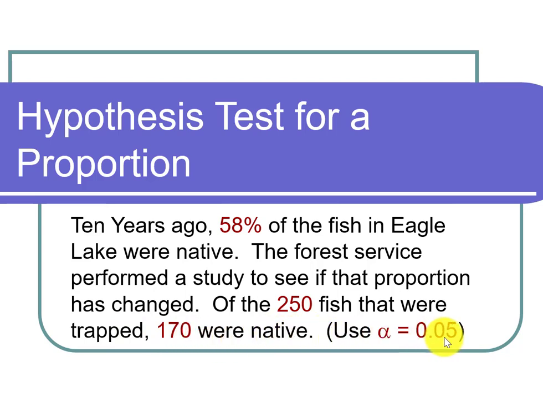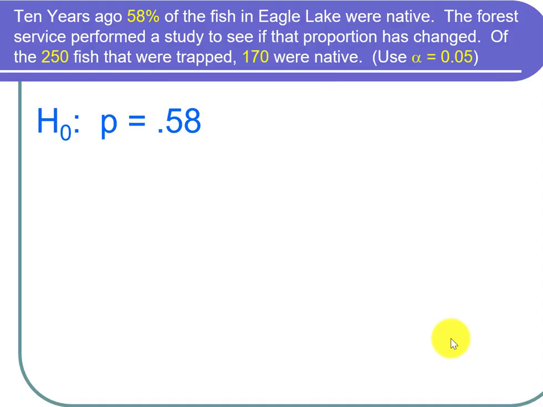Use alpha equals 0.05. So the first thing we do is write down our null hypothesis. What they found is 10 years ago, 58% were native. So the null hypothesis is it's still 58%. Or in other words, H naught: P, this is a proportion because we look at a fish and ask, is it native? And the answer is yes or no. That's proportions. So P equals 0.58.